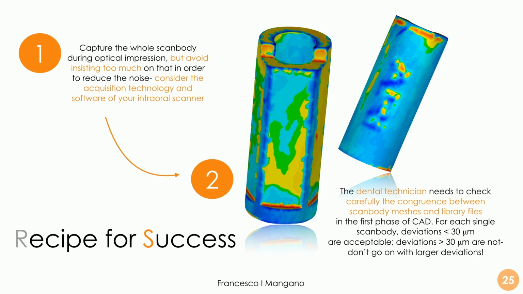So the dental technician should check every single replacement with the colorimetric map, and should watch quantitatively if this deviation is per each scan body more than 30 micron. If it is, better not to proceed because the position of the implant after the application of the algorithm of the computer-assisted design software will likely be mistaken, and this will not reflect the actual position of the implant in mouth.